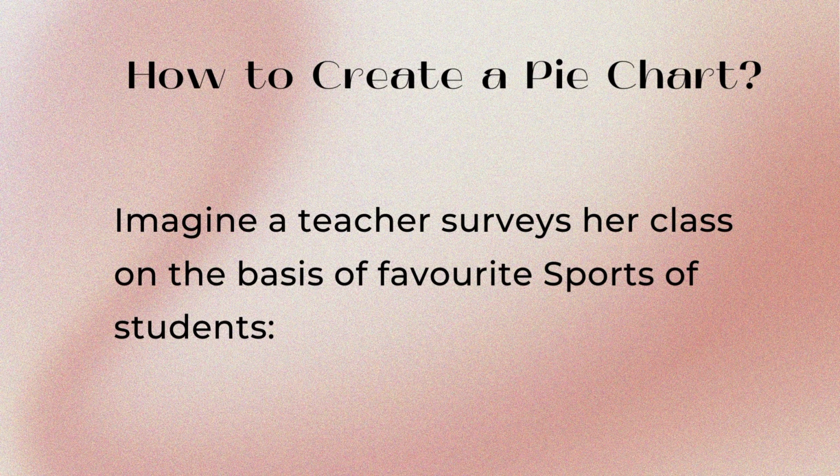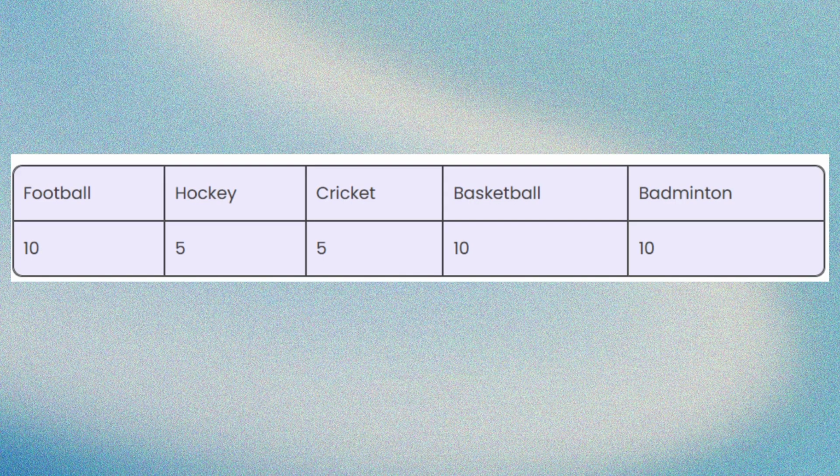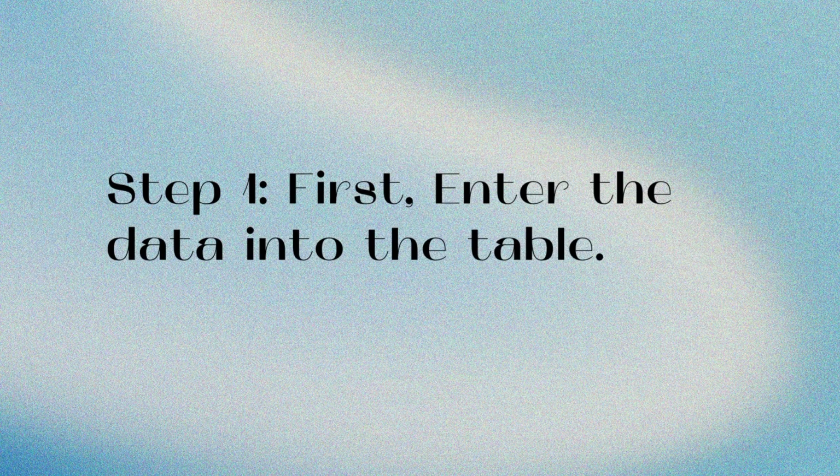And then, how to create a pie chart. Let's suppose, for example, a teacher surveys her class on the basis of the favorite sport of the students. The student data can be represented by a pie chart as follows, using the circle graph formula. The pie chart formula given below makes the size of the proportions easy to understand. The favorite sports are as follows: football, hockey, cricket, basketball, badminton. It is a survey by the teacher of every student's favorite sport.